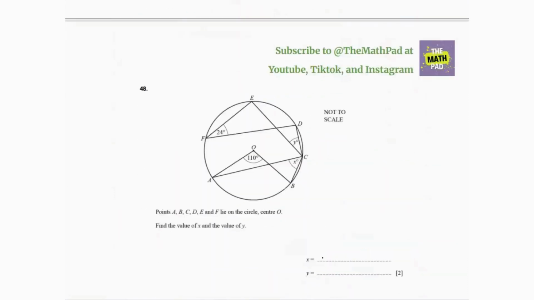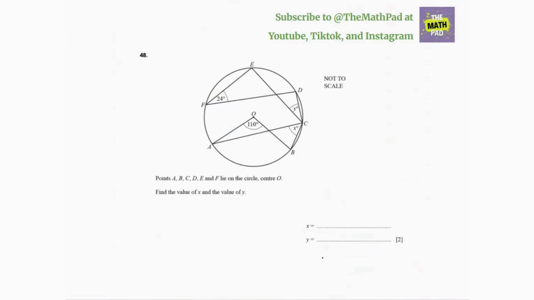Then if you look at this one, points A, B, C, D, E, and F lie on the circle center O. Find the value of X and Y. This is an interesting looking one. Angle at the center is twice the angle at the circumference. So this is the center. This one is the circumference. So X is going to be 110 divided by 2, which is 55.